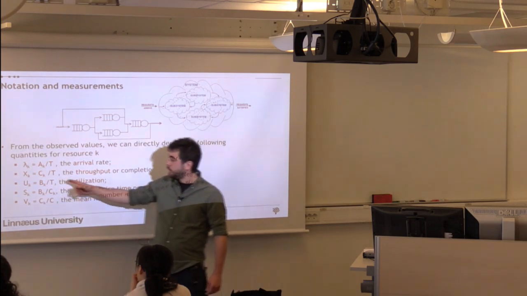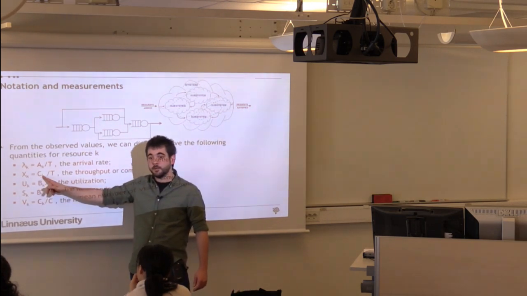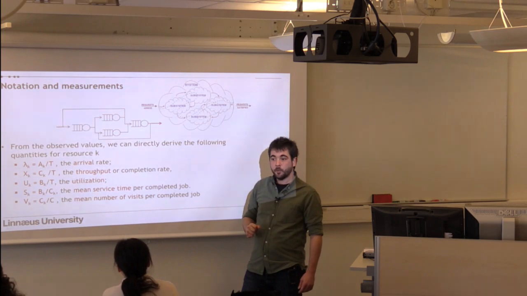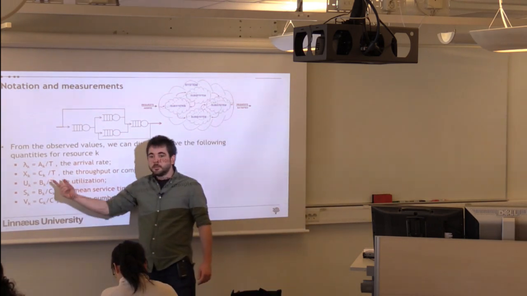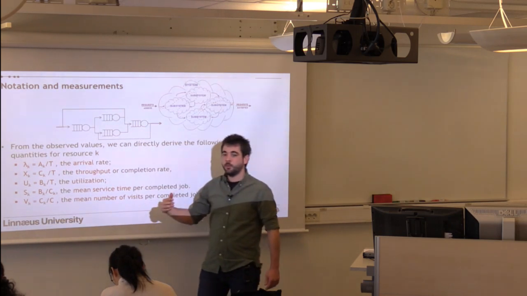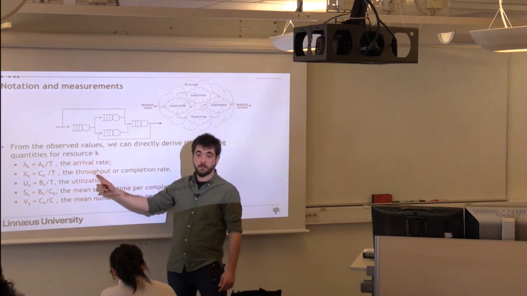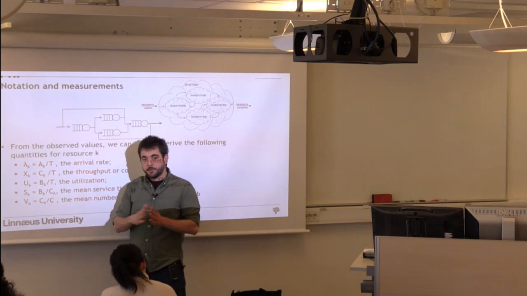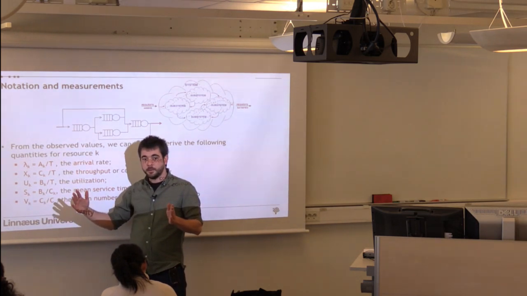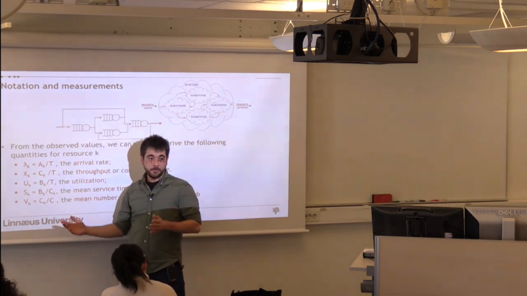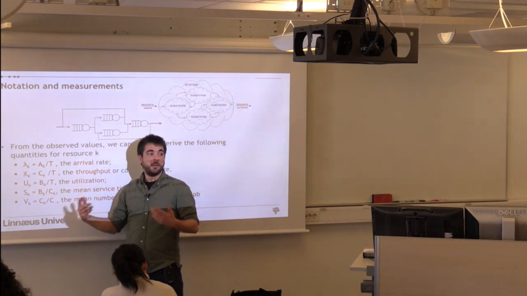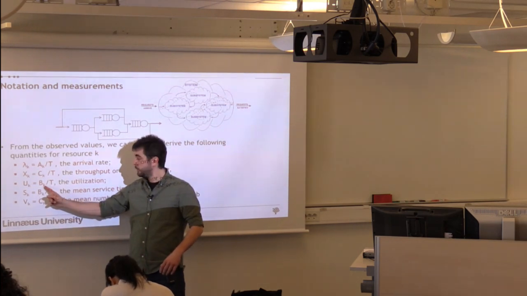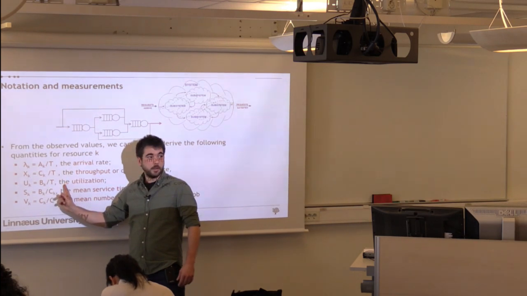If we have counted the amount of completions and we divide by the amount of time we have observed the system, we can compute the completion rate, how frequently we complete requests, which is the throughput. If we have measured the amount of time that the resource is busy and we divide by the total amount of time, we will get the utilization, so the proportion of time that the system was busy. U: busy time divided by the total time.